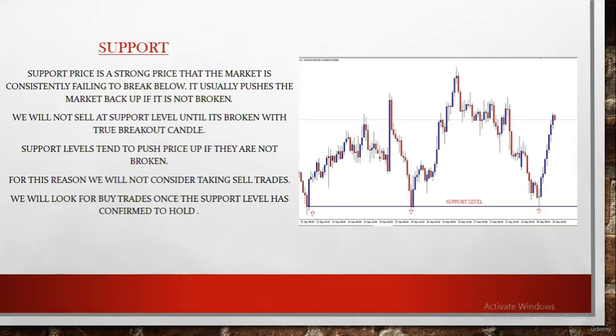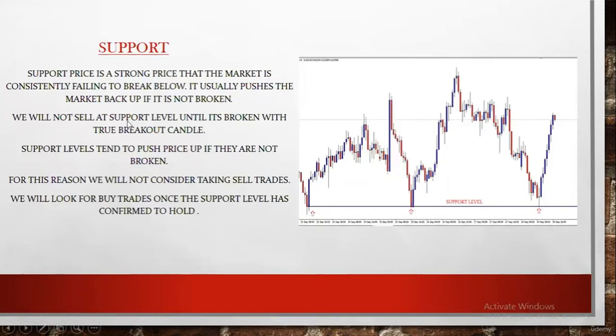So when we talk about support, support is a strong price that the market is consistently failing to break below. As you can see on the picture, we have that blue horizontal line, which is our support level. So as you can see, the market failed to break below first time, second time, it failed twice. It couldn't go below that price level.